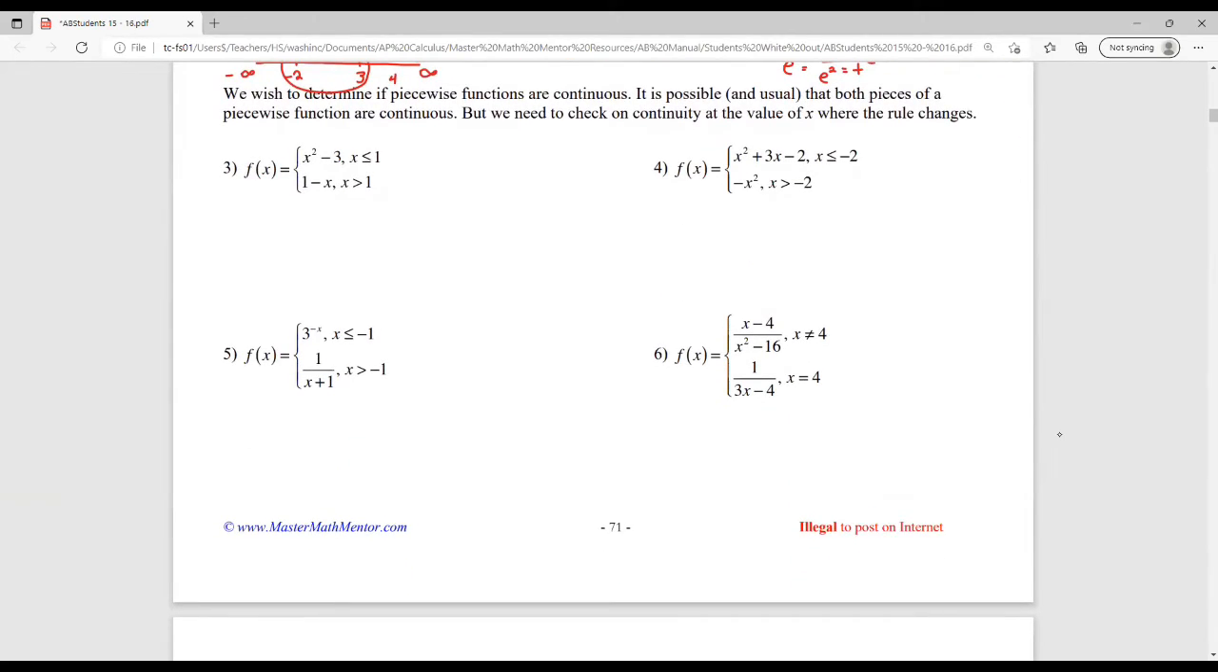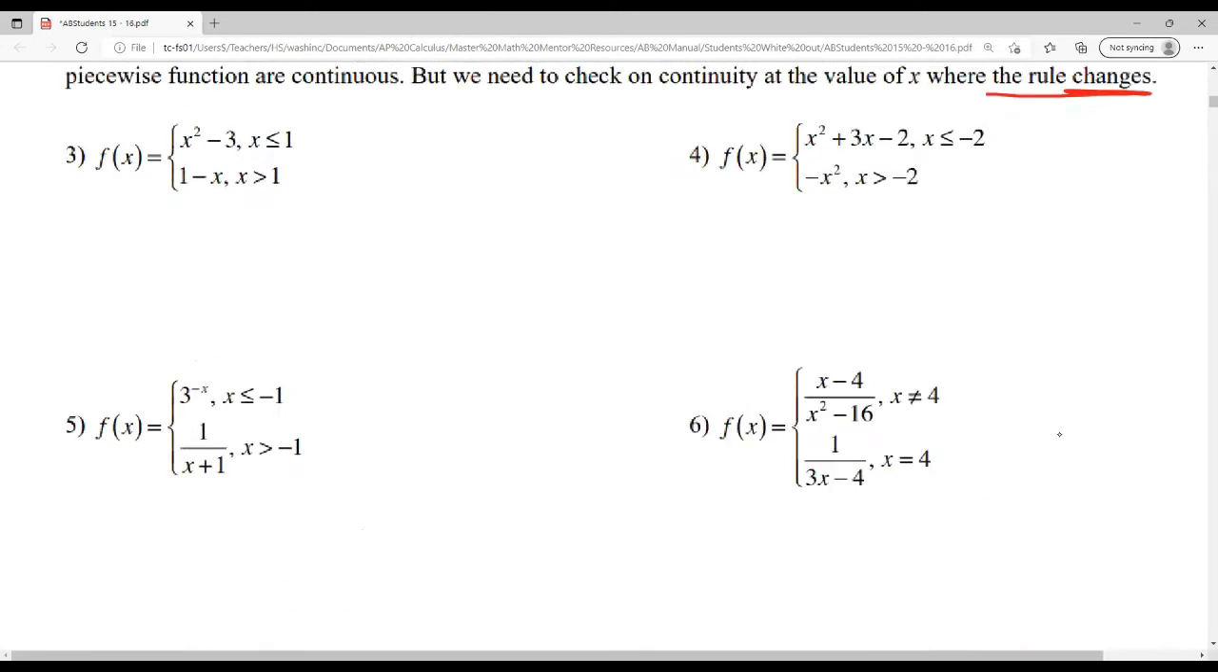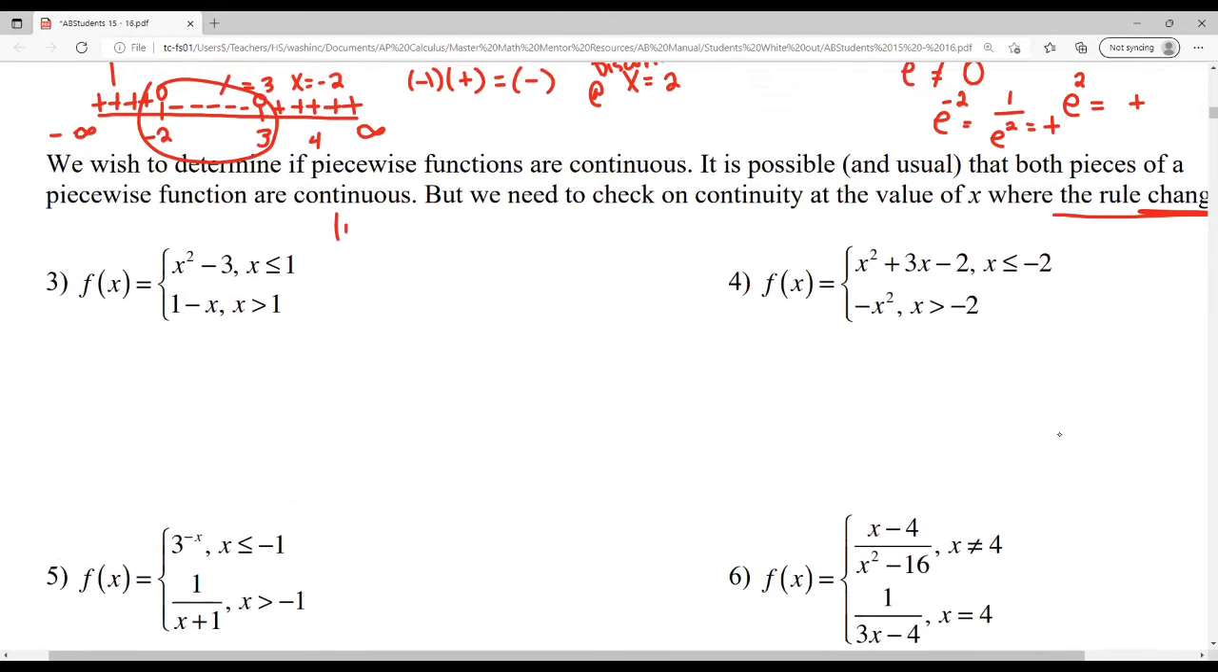When we look at piecewise functions, sometimes they could be continuous everywhere within each piece, but we need to check the point where the rule changes. So we're going to be doing those 3 things that we wrote down at the beginning of class. We're first going to find the limit as x approaches that number of f of x. We're going to find f of that number, and then we're going to check to see if those 2 things are equal. This is a good review from chapter 5.